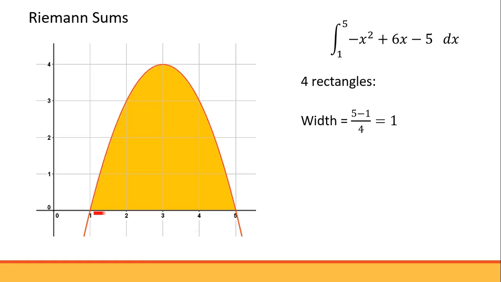Now the issue then is, if each of these rectangles has a width of 1, what's the height of the rectangle going to be? So let's look at these rectangles one at a time.